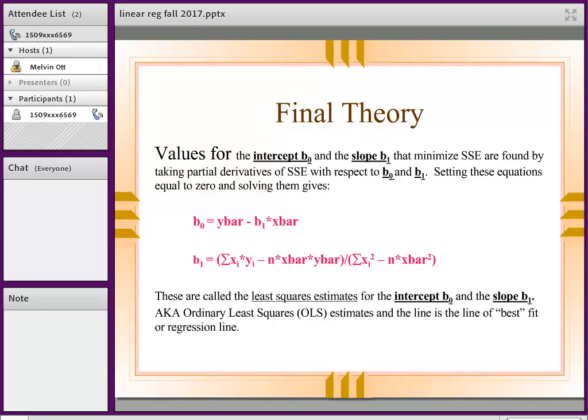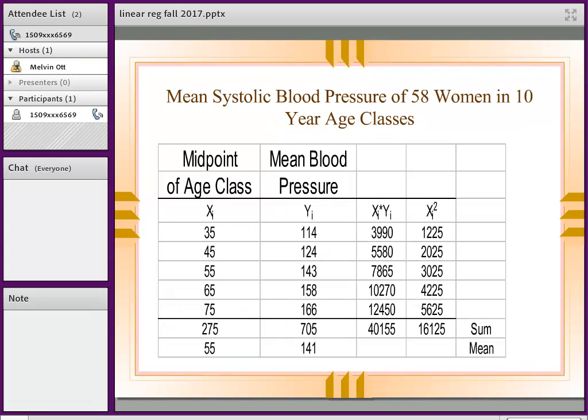So I can put this into a spreadsheet and make it pretty easy to calculate. Once I've got that, I go up here and put my B1 in, my Y mean, my X mean, and I get the B0 there too. So it's pretty easy to calculate this by way of a spreadsheet. And here's that calculation automated for the blood pressure data. I've got my age groups there, 35, 45, 50, and so on, nicely spread out. Then the mean blood pressure, the y sub i, is 114, 124, and on down. At the bottom, I've got the sums for each of those, and the bottom line across there is the mean. So the mean age is 55, and the mean blood pressure is 141.